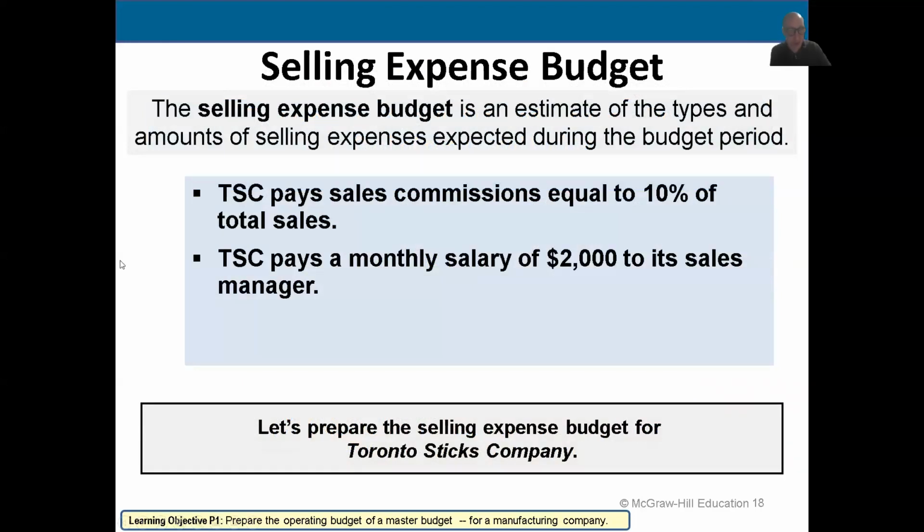For selling and administrative expenses, as we said earlier, it's based off of things like commissions, salaries to managers, office staff, etc. For selling expenses, it's commissions and sales manager salaries. For commissions, if it's a percentage, we take the percentage and multiply that by the amount that we expect to sell in terms of dollars. And then for salaries, we just add the salaries.